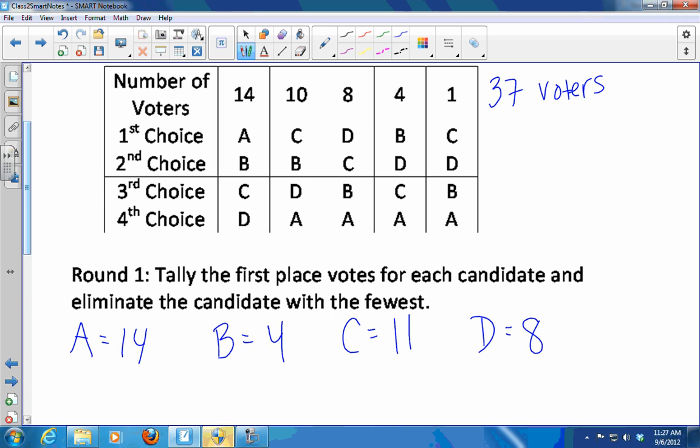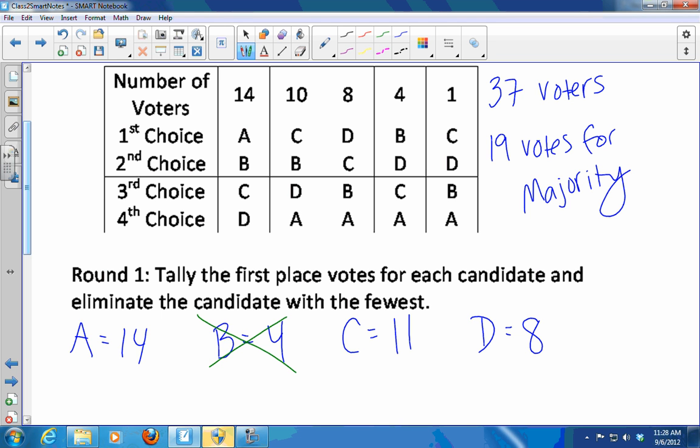So how many votes would it take to get a majority? 19. You just need more than half the votes. Exactly half would be 18 and a half, right? But you can't get 18 and a half, first of all. And second, you have to have more than half to get a majority. So 19 votes for majority. Does anyone have a majority? No. So we eliminate the candidate that has the fewest first place votes. Who would that be? B. B is going to be gone.